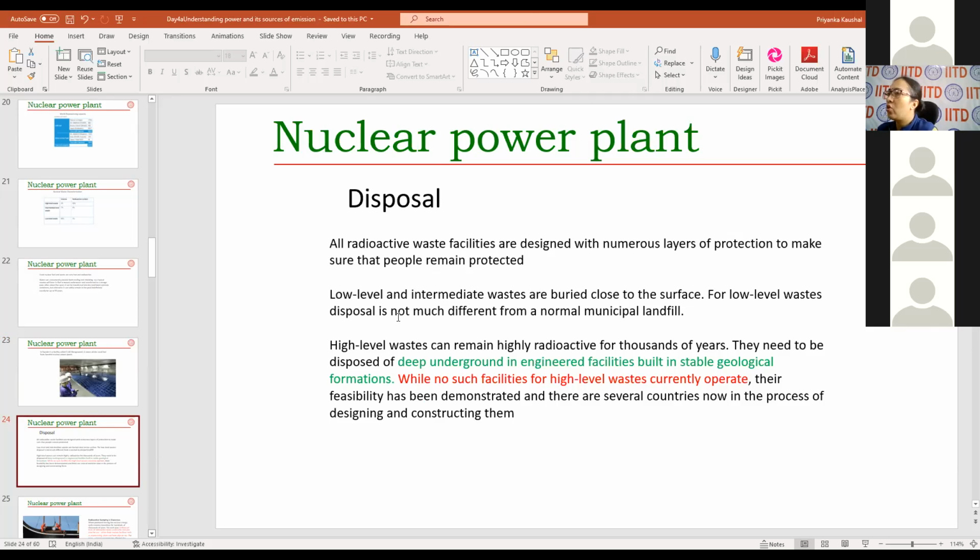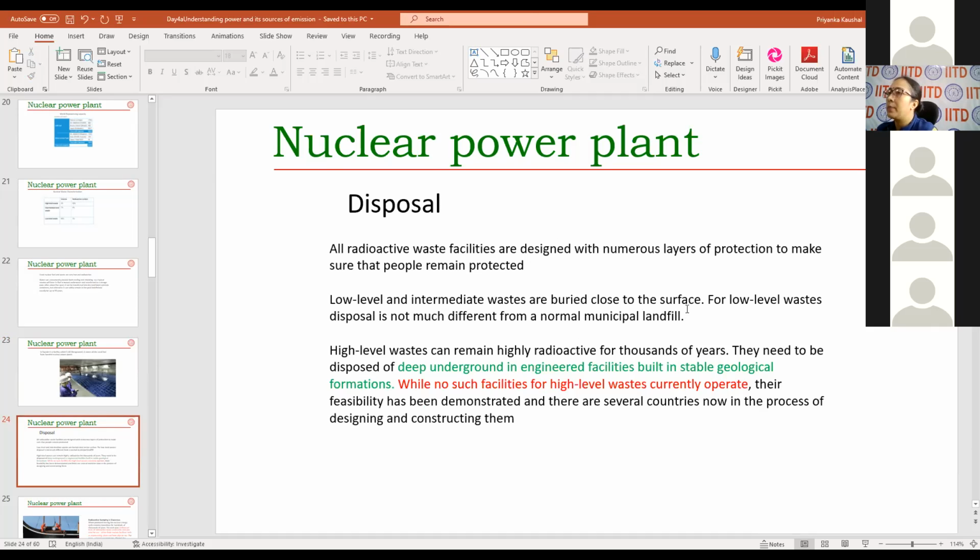Low-level waste disposal is not much different from normal municipal waste because it has just 1% left, so they can dispose of it on land as well. High-level waste can remain highly radioactive for thousands of years to come, and they need to be disposed of deep underground in engineered facilities built in stable geological formations. So look at it, how complex it is.